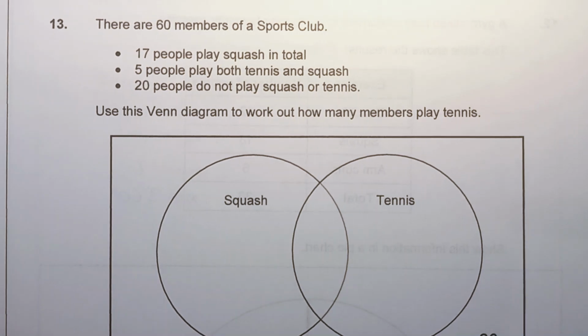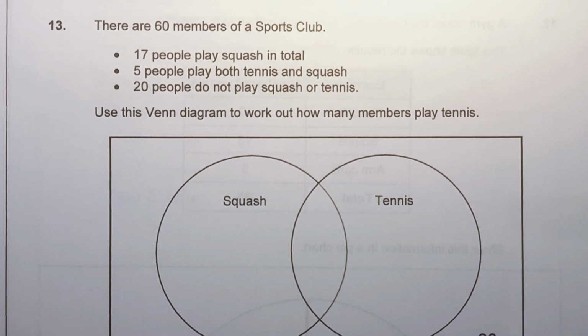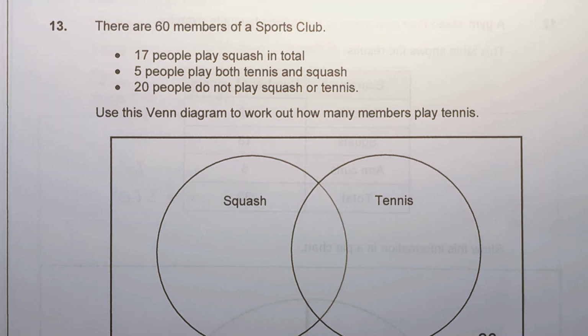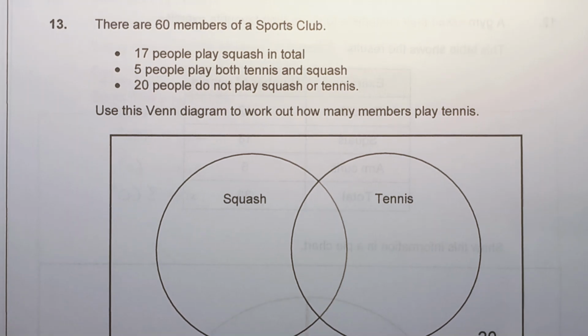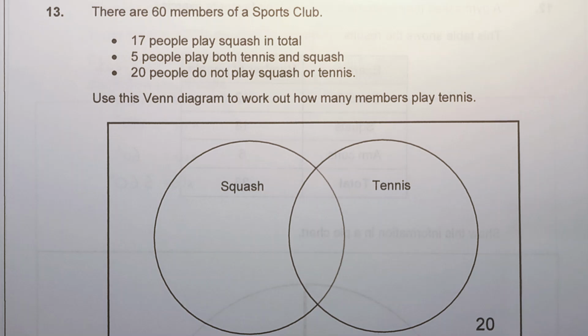Question 13. There are 60 members of a sports club. 17 people play squash in total. 5 people play both tennis and squash. 20 people do not play squash or tennis. Use the Venn diagram to work out how many members play tennis.